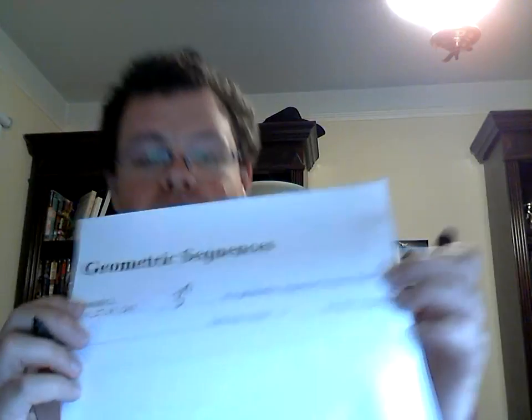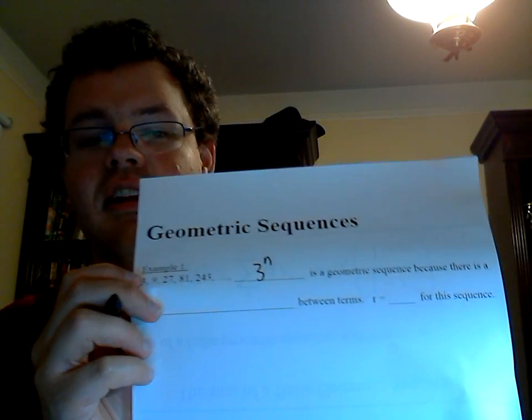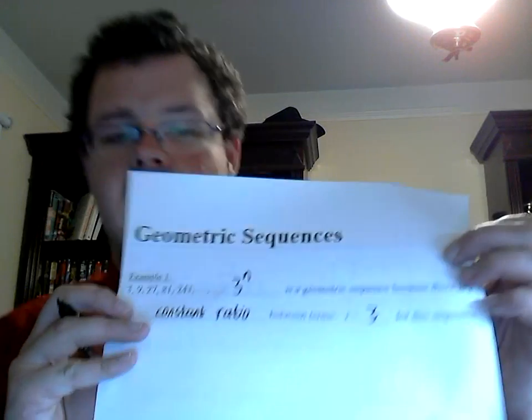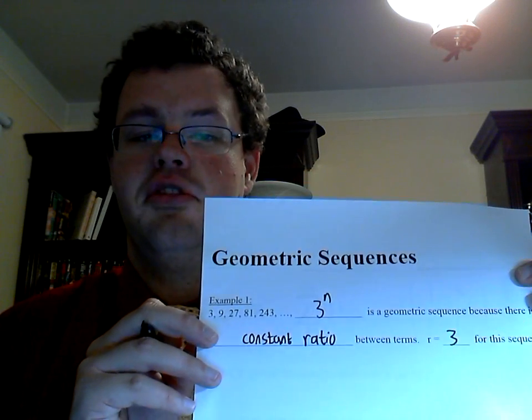Okay, so what is this? This is 3 to the n, right? We're starting off with 3, and then the nth term is just 3 to the n. We say that it is geometric because there is a constant ratio. Let me write that down real quick. Constant ratio between the terms, namely r equals 3. So far, so good. Nothing too complicated.